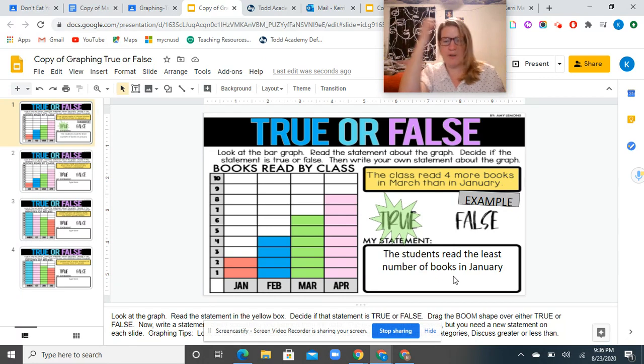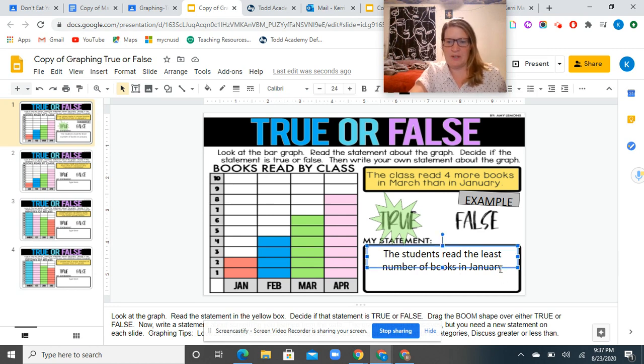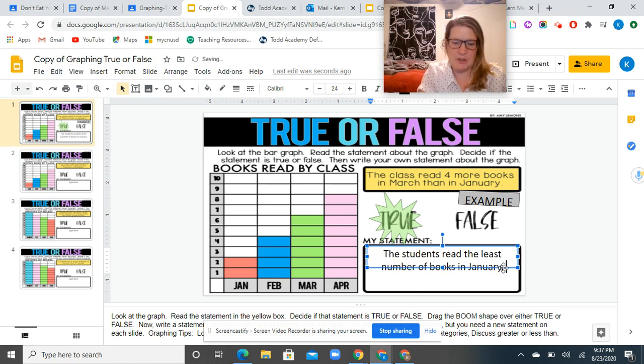January only had 2. You can write any true statement you want. You can put in March they read 6, in January they read 2, which is a difference of 4. However you want to type your statement. I'm putting a period at the end. If you want to type 2 statements, you can. In January, the class only read 2, but added 4 more books in March.